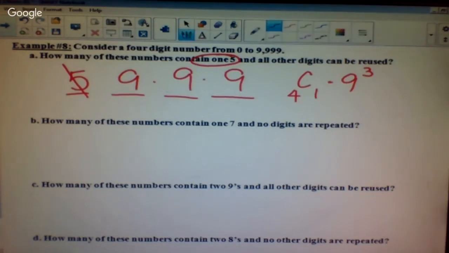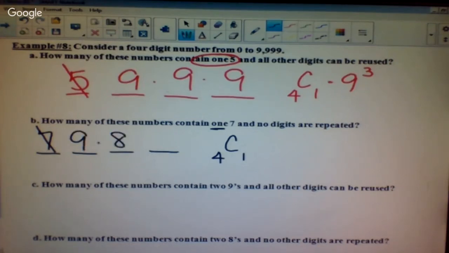So this time, I have still a 4-digit number. One of them needs to be a 7. So I have 4 slots and I'm filling one of them. Okay, so I've used the 7. No other digits can be repeated. So how many digits do I have here to use? 9, 8, and 7. So this is times 9 times 8 times 7.